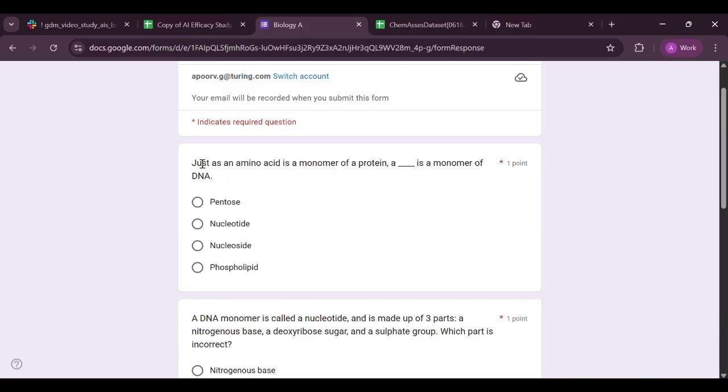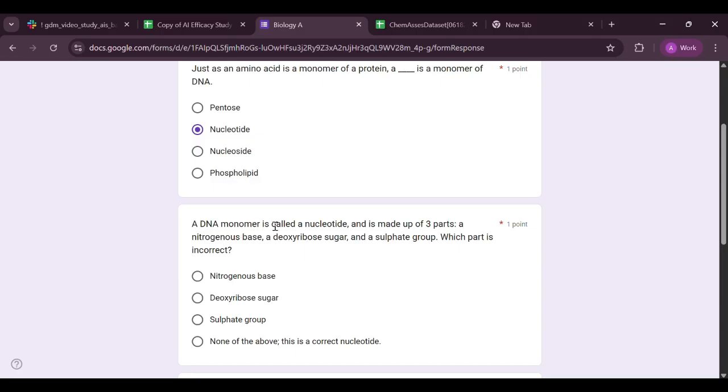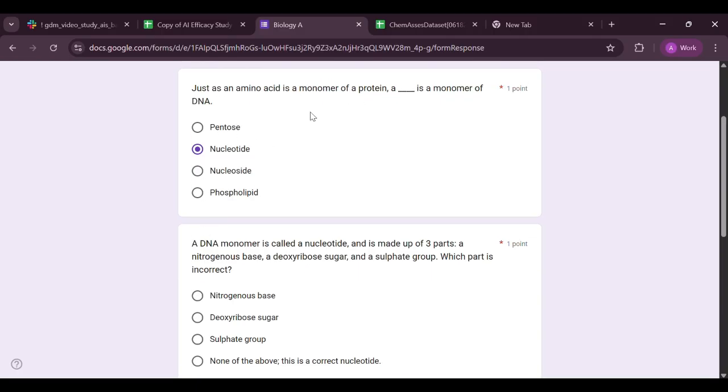This question is based on amino acids. Just as an amino acid is a monomer of a protein, a dash is a monomer of DNA. So here the option will be nucleotide, as a nucleotide consists of a nitrogenous base, sugar, and phosphate group, all of which together are termed a nucleotide. The second question says the DNA monomer is called a nucleotide. Oh, so we can see that the answer to this question is already in the question.